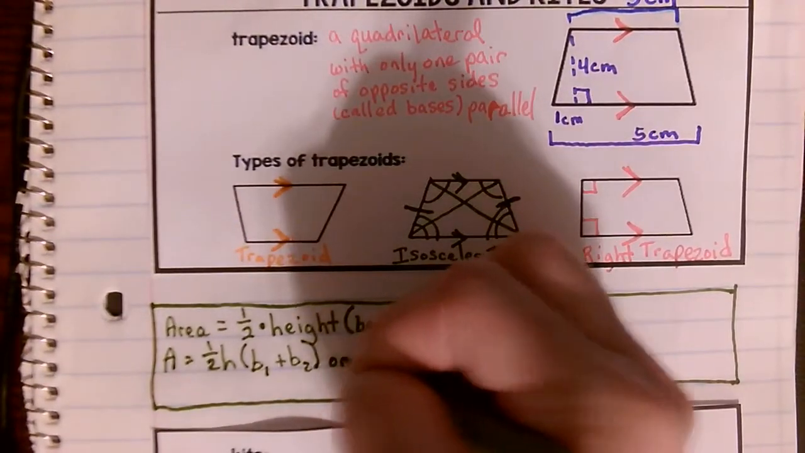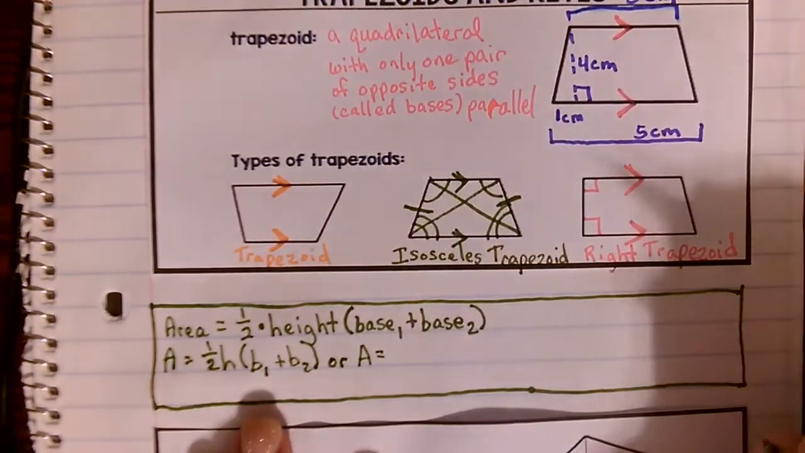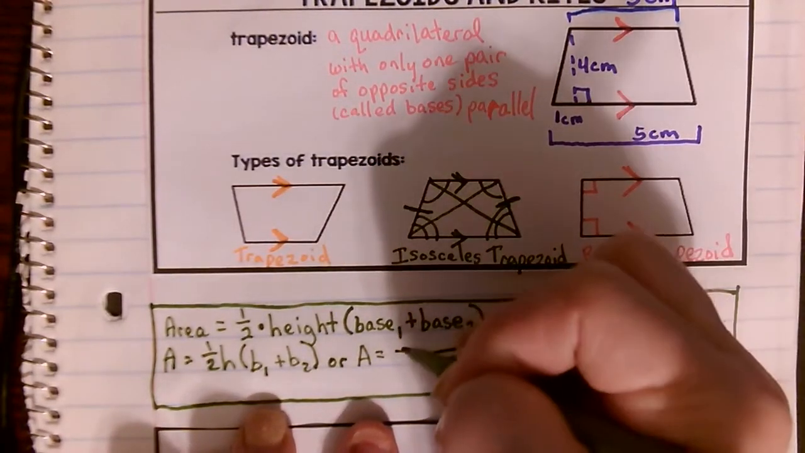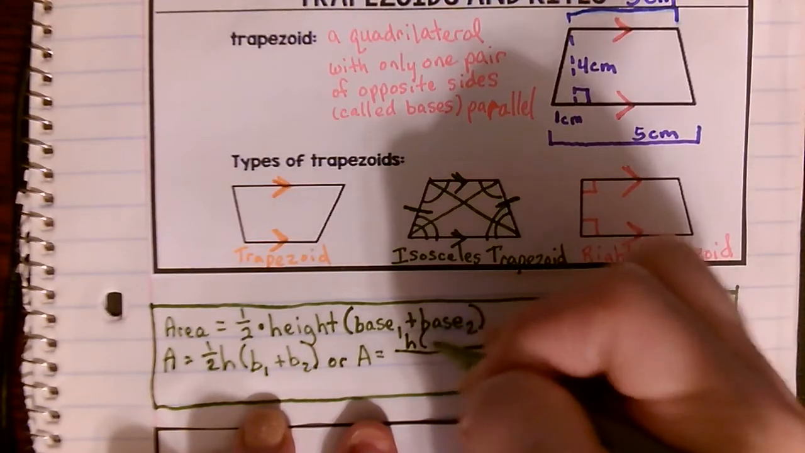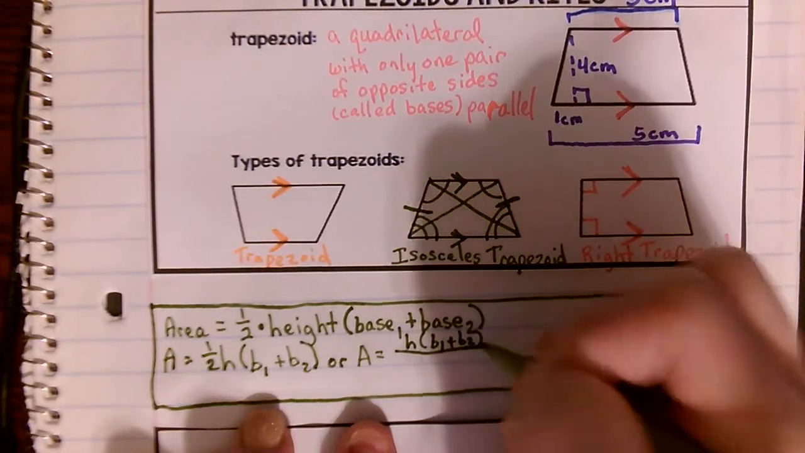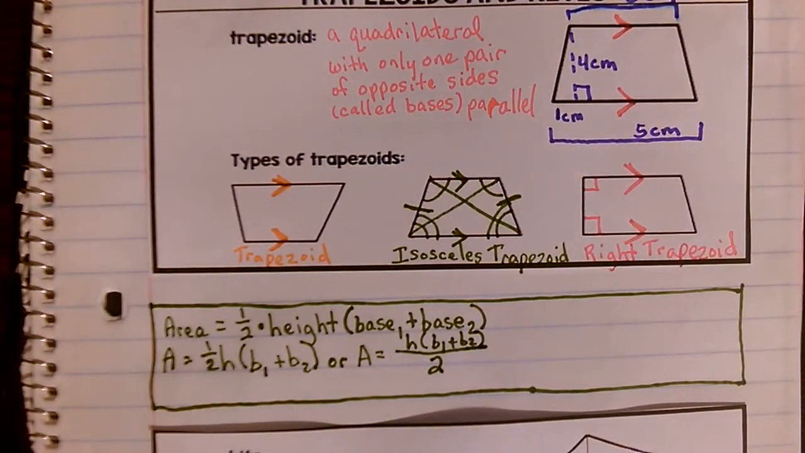They say, or A equals, and you'll get the same thing here. We're going to make a fraction bar, okay? H, parentheses, B1 plus B2 on the top, and on the bottom divide by 2, because when you multiply 1 by 1/2, it means the same as dividing by 2.